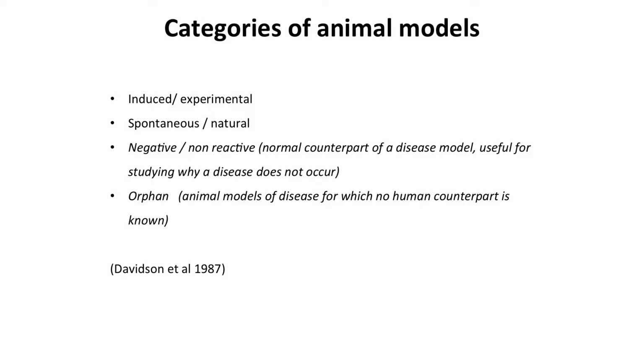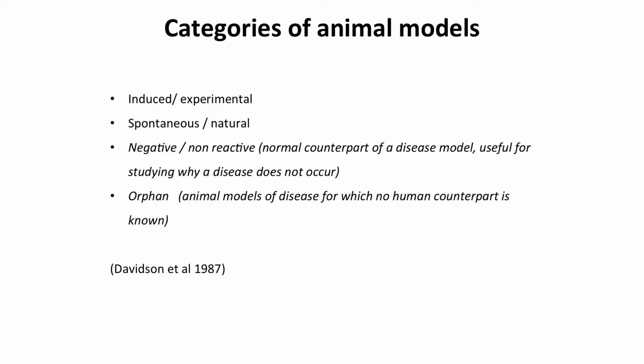The categories of animal models fall into 4 groups. Induced or experimental models include, for example, induced endometriosis in rodents. Spontaneous or natural models include spontaneously developing endometriosis in non-human primates or spontaneous menstruation in the spiny mouse.